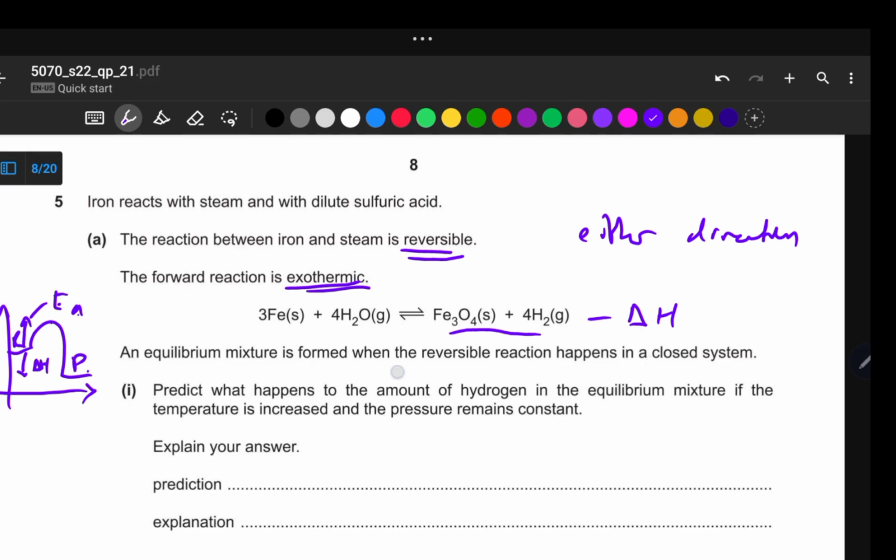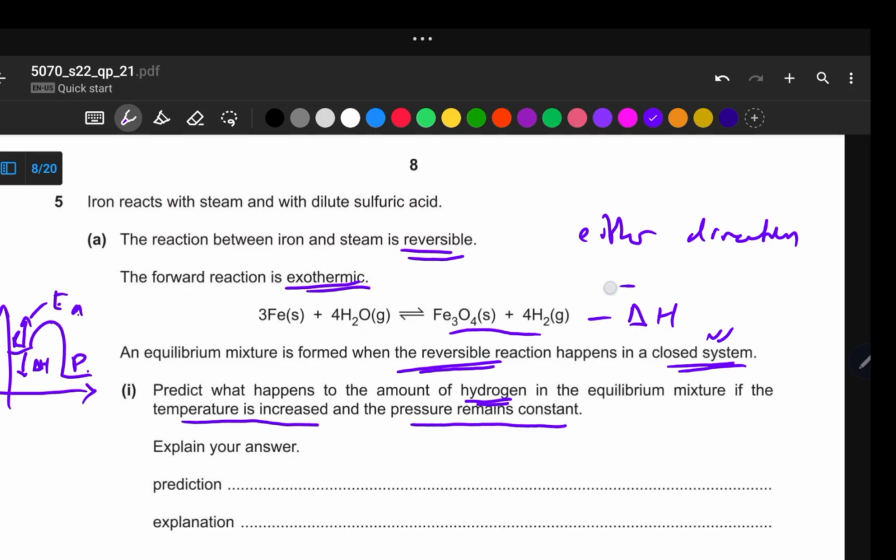Are we together? So an equilibrium mixture is formed when a reversible reaction happens in a closed system. So you should take note that for an equilibrium mixture to form, we need a closed system, right? So the first part says predict what happens to the amount of hydrogen in the equilibrium mixture if the temperature is increased and the pressure remains constant.